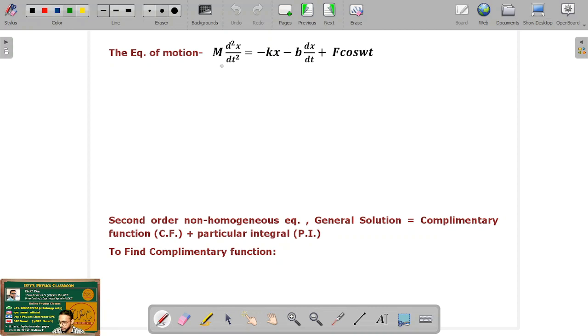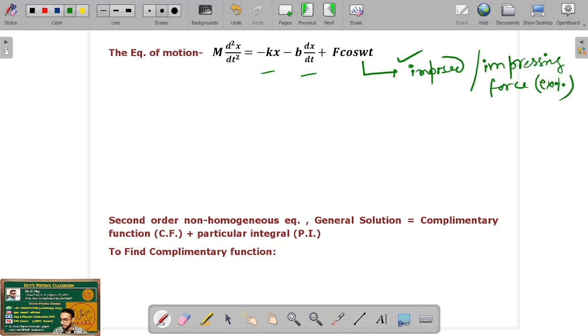Suppose m is the mass of that oscillator, then the equation of motion would be m d2x/dt2 equals minus kx minus b into dx/dt, that is, proportionality constant b into instantaneous velocity dx/dt, plus the applied force, which is F cos omega t. Suppose for our case it is F cos omega t, which is the applied or impressed force, which is the external force. So this is the equation of motion, that is m d2x/dt2 equals minus kx minus b dx/dt plus F cos omega t, where omega is the frequency of the imposed force.